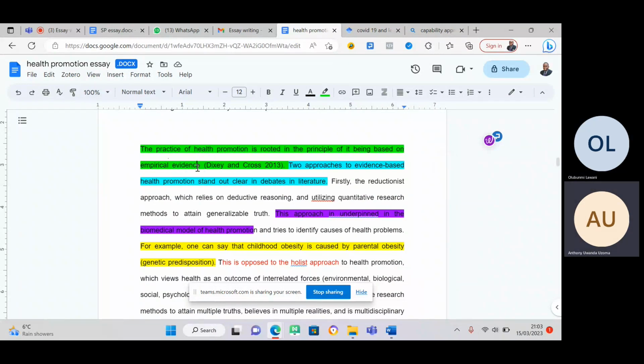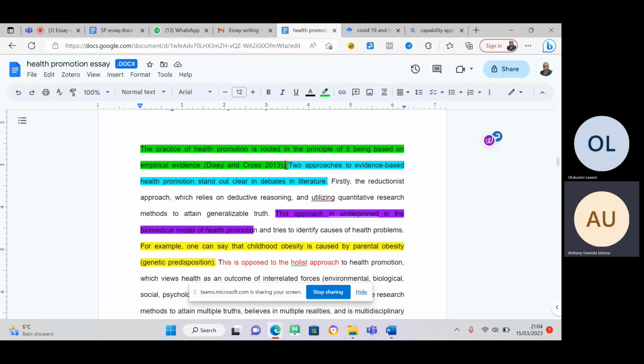Remember, I've read my textbook. All these things are from textbooks. Two approaches to empirical evidence are. Can you see that critical writing? So the first line in every paragraph is called a topic sentence. It is acting as the header, like the subheading. So it must tell the lecturer what that whole paragraph is all about.